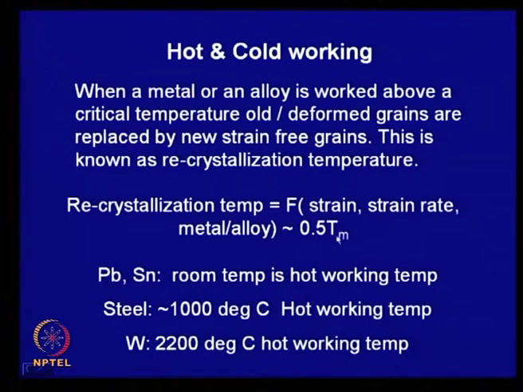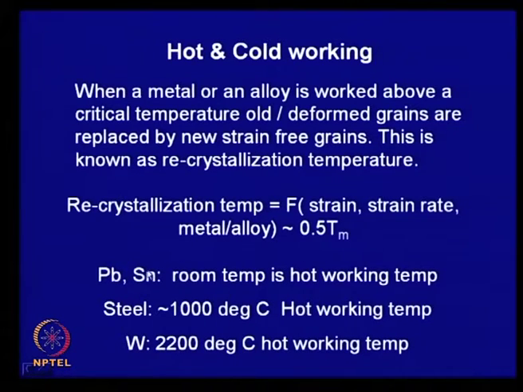In fact, roughly one can say that it is half the melting point of the metal, where Tm is the melting point in degrees absolute. So, we know the melting points of lead and tin are very low. Tin melts at 232 degrees centigrade, lead at 327 degrees centigrade. Therefore, room temperature is quite high in case of both lead and tin.